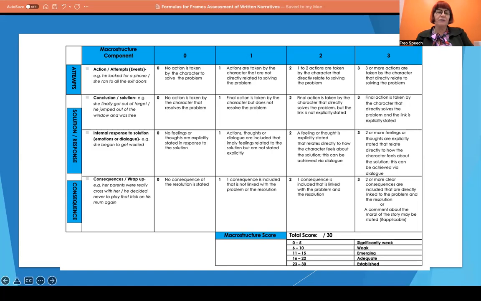And then the consequence is the sort of the outcome, the wrap up, the moral of the story. So after everything's sort of done and dusted, there's one or two lines that just say it's all okay now. They're never going to go back on the Ferris wheel again, or he'll never try and hide inside Target again, or that lion will never escape from the zoo.